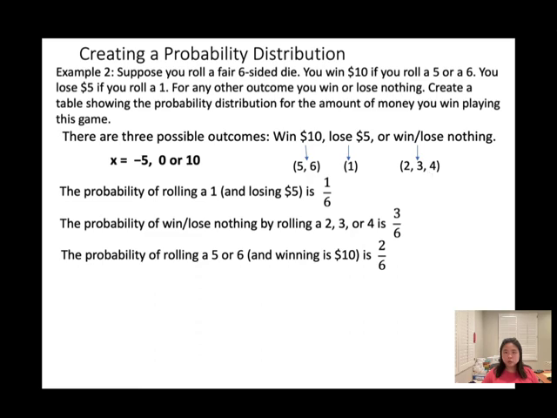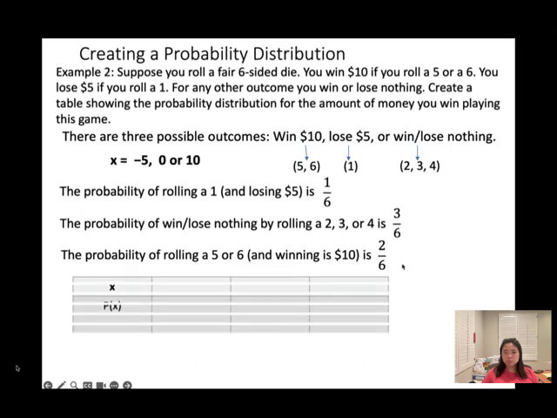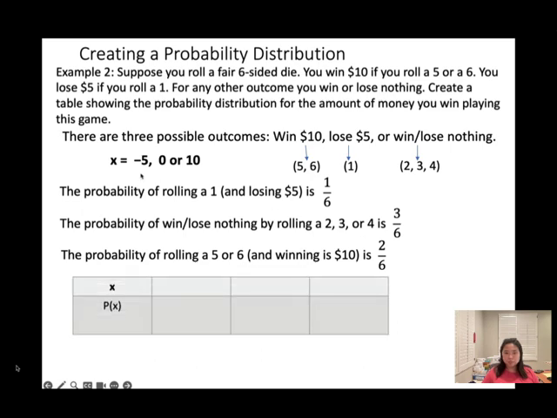Okay, right? Now we have all the information for your probability distribution. We have the x here. We have all the probabilities. So x can be -5, 0, and 10. One more time, what is the probability of getting -5? That will be 1 over 6. 0 will be 3 over 6. And the last one will be 2 over 6. So this is going to be my probability distribution.